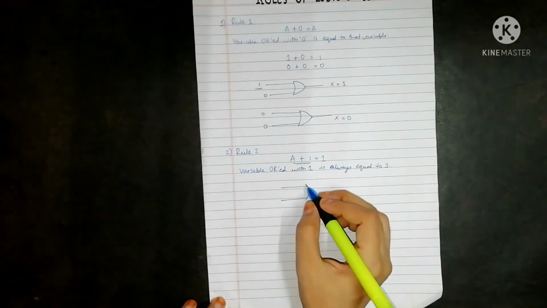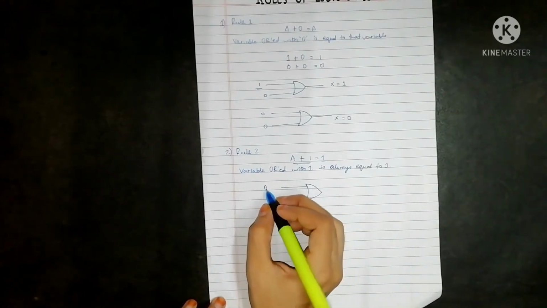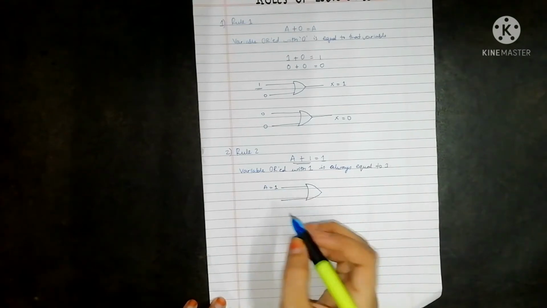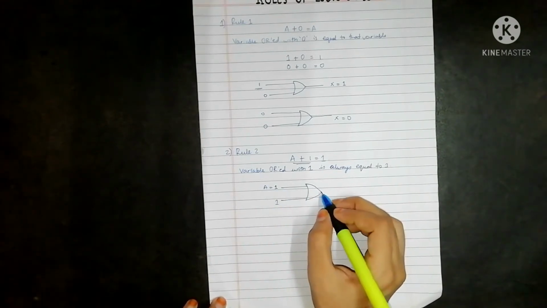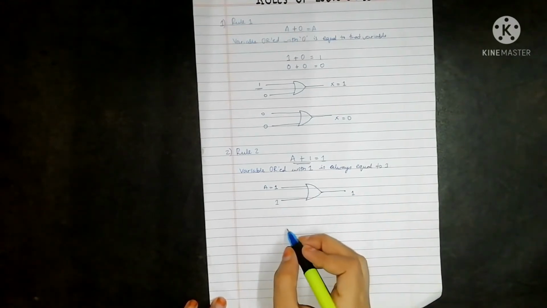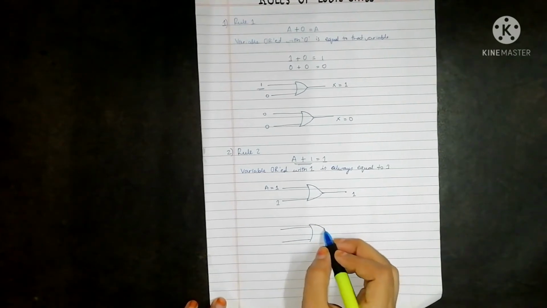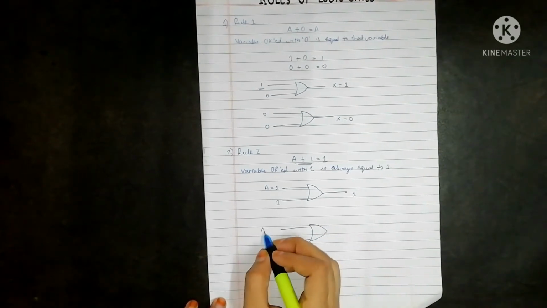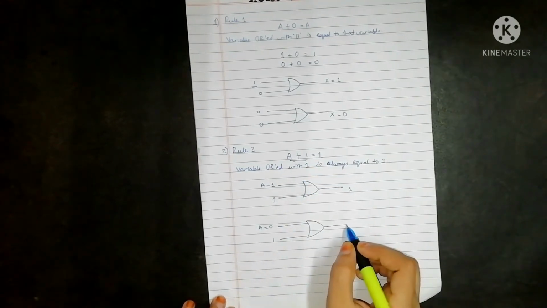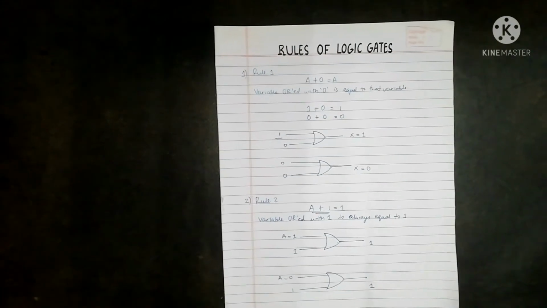Here's my OR gate, and I am having the variable as 1 and I am ORing it with 1, then the output is going to be 1 irrespective of the other input. Again, take the variable. This time I will take the variable as 0, but I have to OR it with 1, so at the output I am going to get 1. This was the rule number 2.